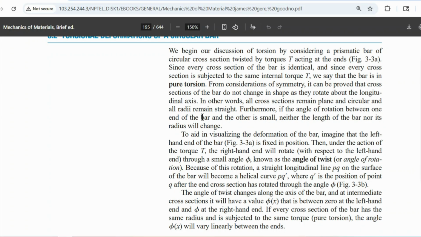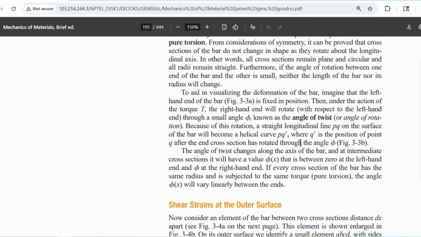So hell yeah, the length won't change, the diameter won't change. We talked about how the radius won't change. Okay, so to aid in visualizing the deformation, meaning the rotation of the bar from one end to the other, imagine that the left-hand end of the bar is fixed in position. And I already talked about that. They should actually have a picture in this diagram, 3.3a, of it being welded to a wall. But anyway, you just have to envision that it's fixed.